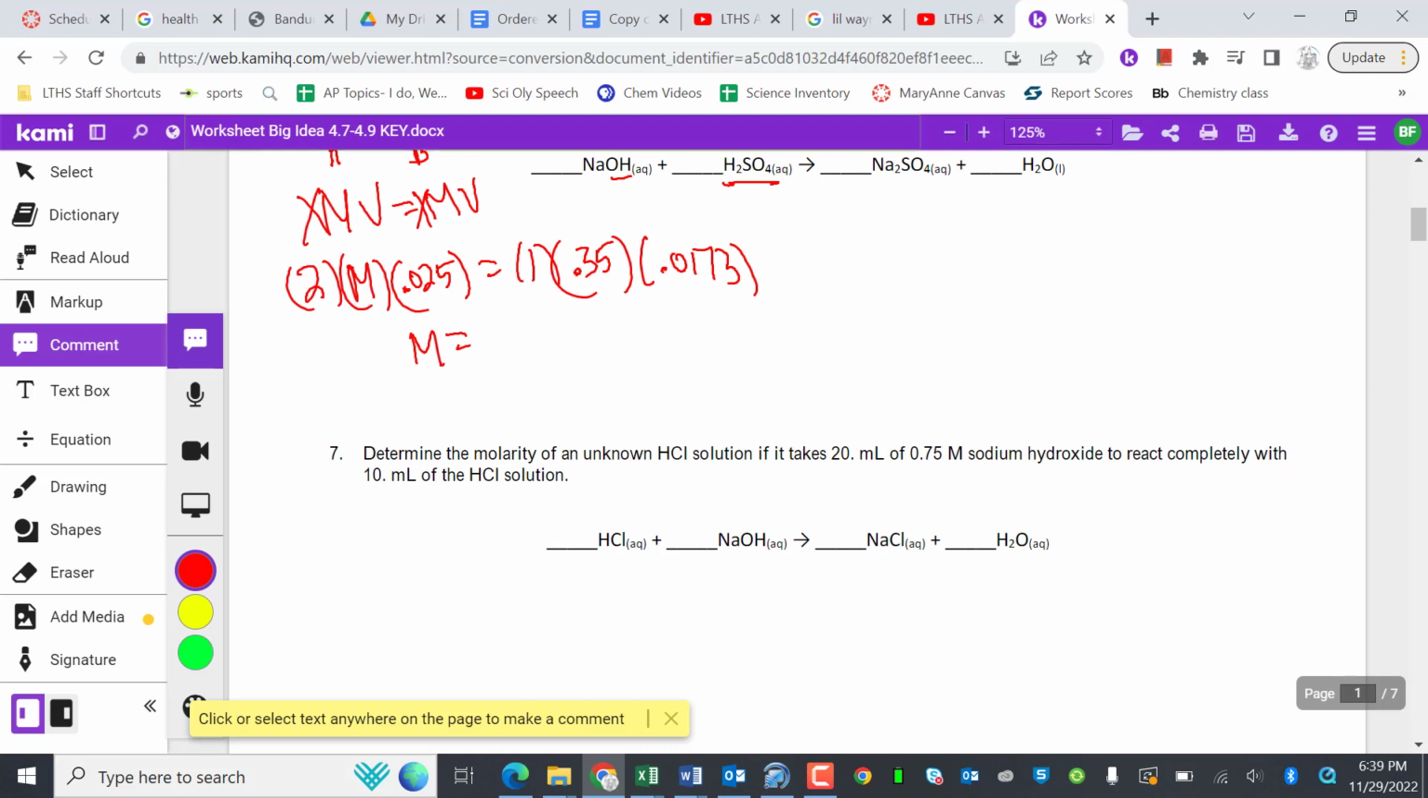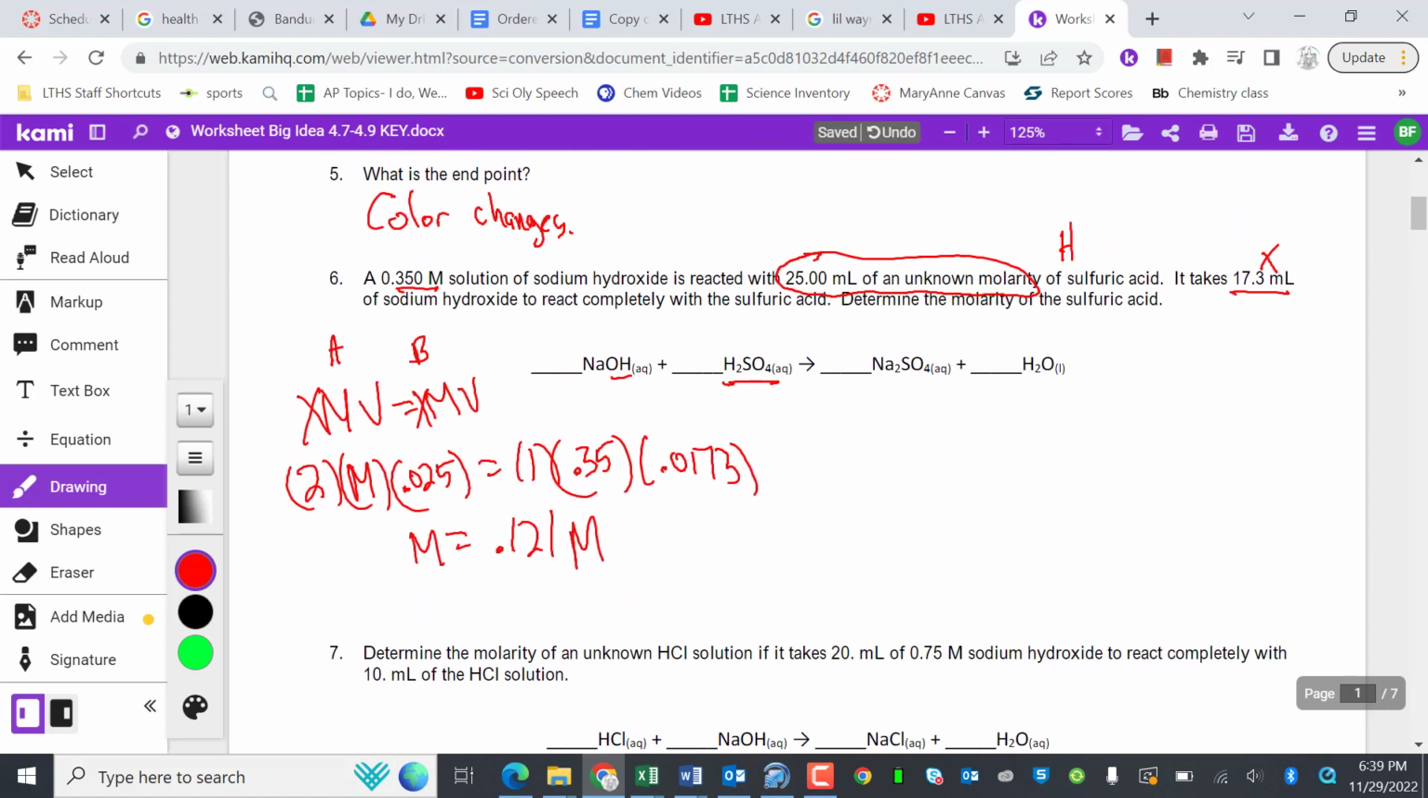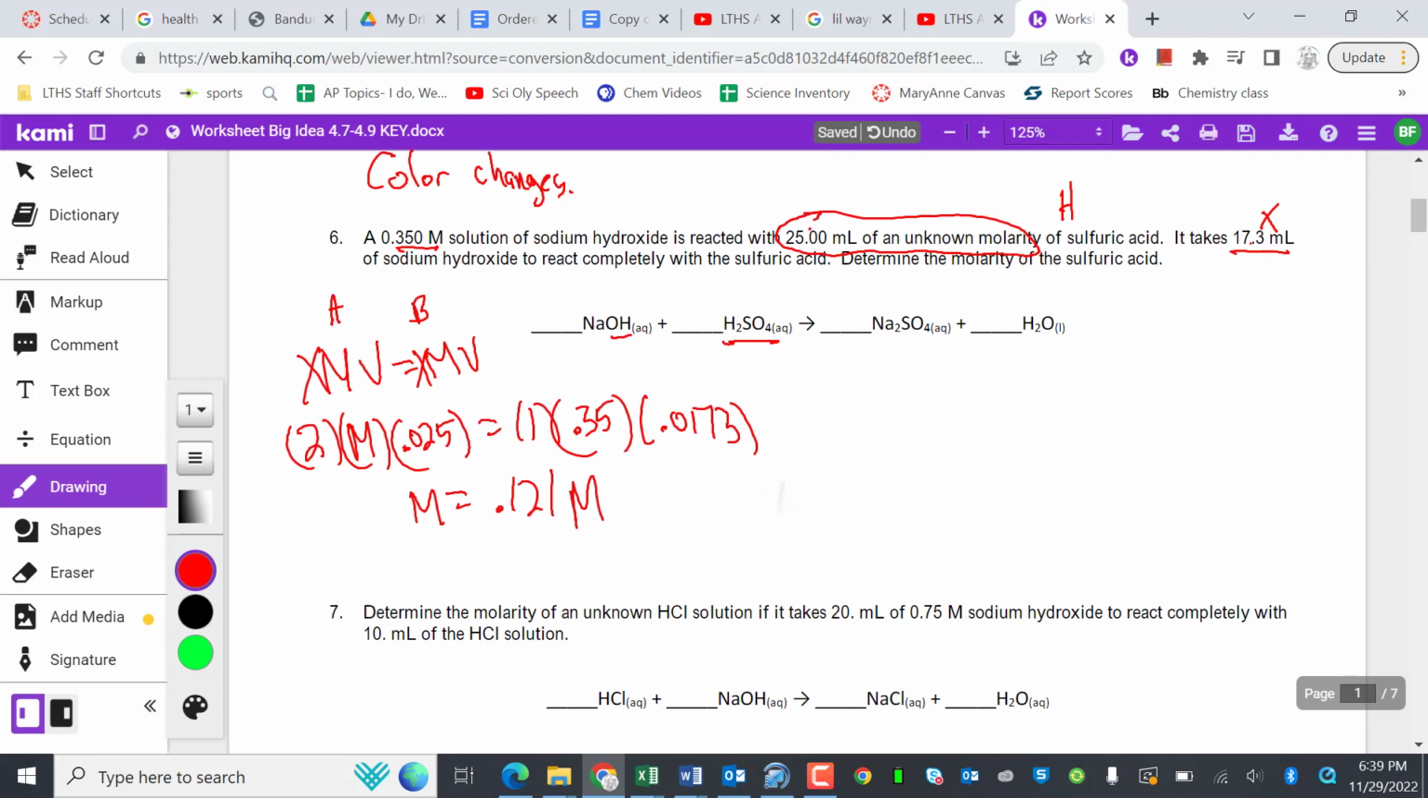I don't want to do that. I want to write 0.121 molar. Okay, and everything I have here is 4 sig figs, 3 sig figs, 3 sig figs. My answer has 3 sig figs.